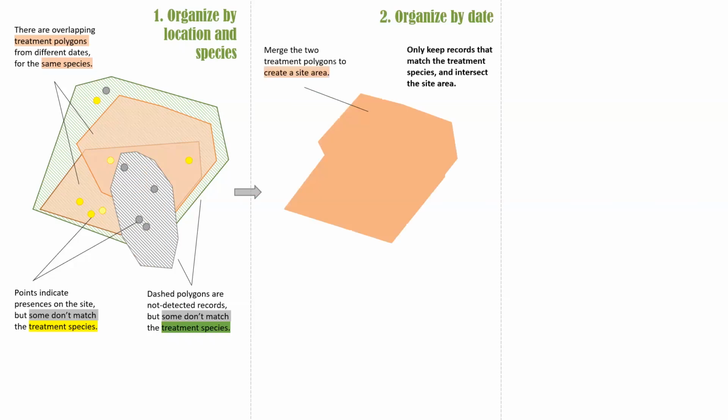What do I mean by our site area? I went ahead and merged all treatment polygons that are overlapping and belong to the same species. These created essentially quasi sites, and there's roughly 5,000 to 6,000 of those in the state right now. So I only kept those presences that matched and fell within the site area. And then this not detected area also matches, also intersects, so we kept that.